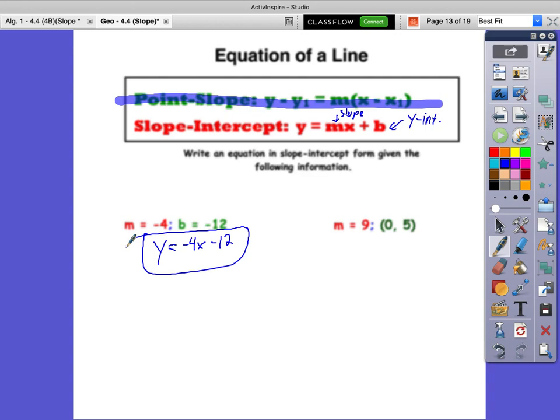Boom. It's in slope-intercept form. Why are you helping? We did this. Yeah, why am I helping you? That's so gross. Okay.